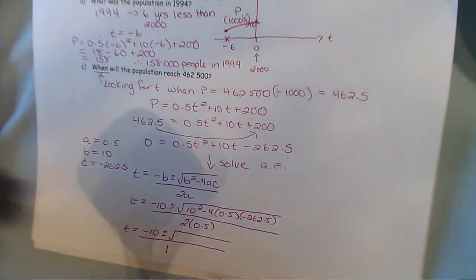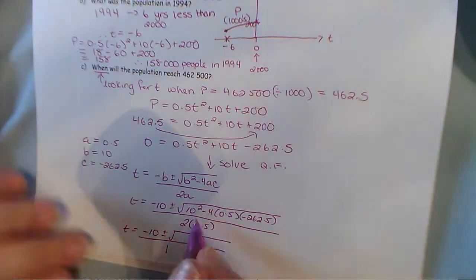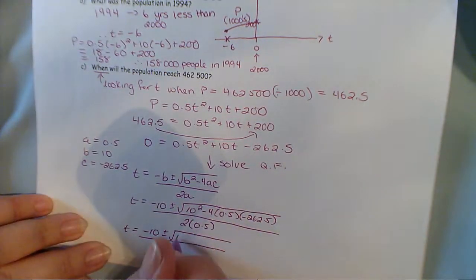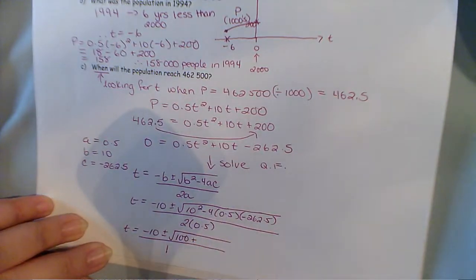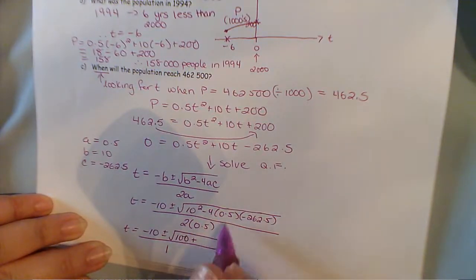Half of 2 is 1. That was easy to clean up. This is 100, right? 10 squared. Negative times negative is positive, so that's good. So we know we're going to have roots because this is going to stay a positive number.